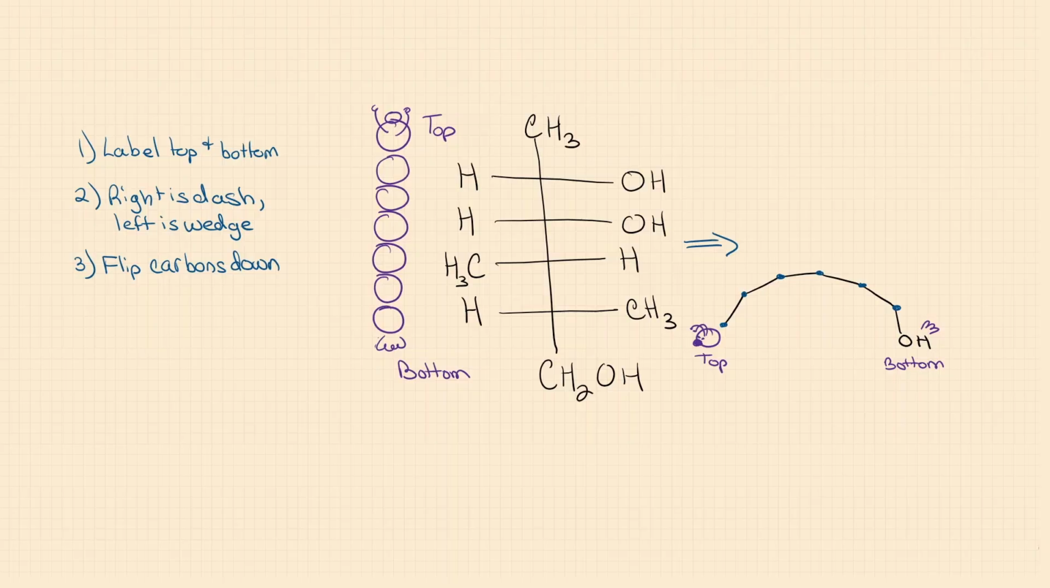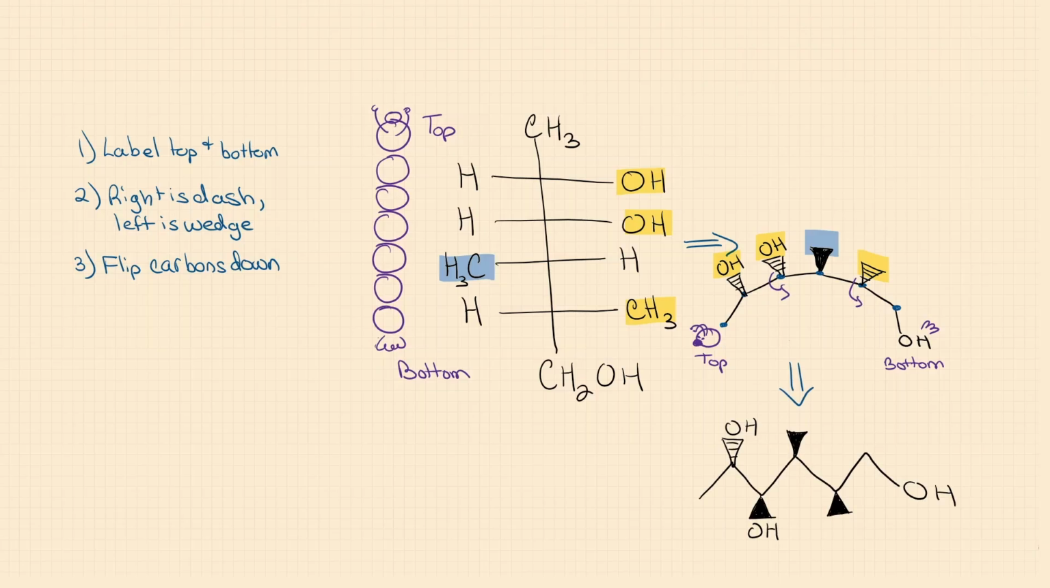Then, from left to right on our bondline structure, we add everything from the Fischer projection starting at the top. Everything on the right is a dash, and everything on the left is a wedge. Once everything's on the bondline structure, we flip down every other carbon, changing any wedges to dashes and dashes to wedges when we do. And there's our bondline structure.